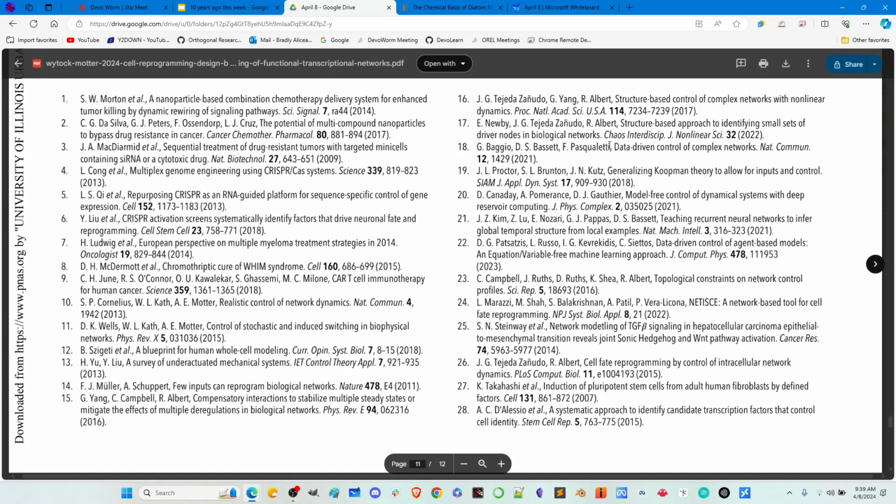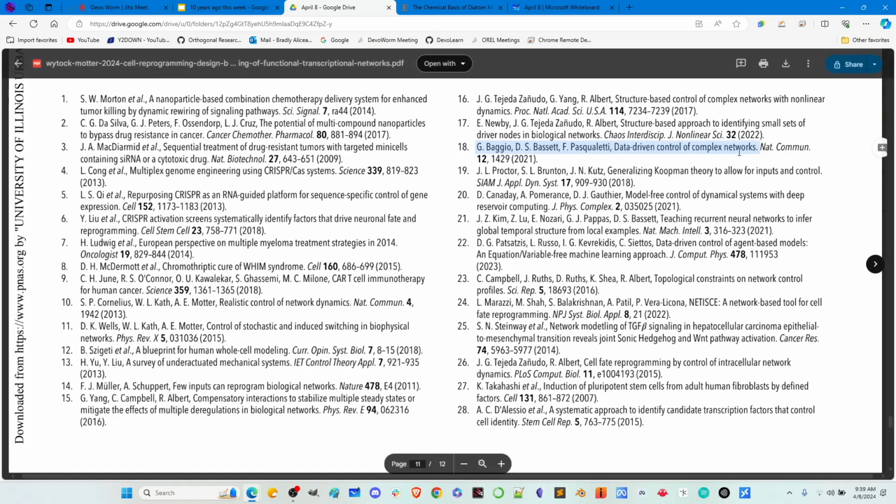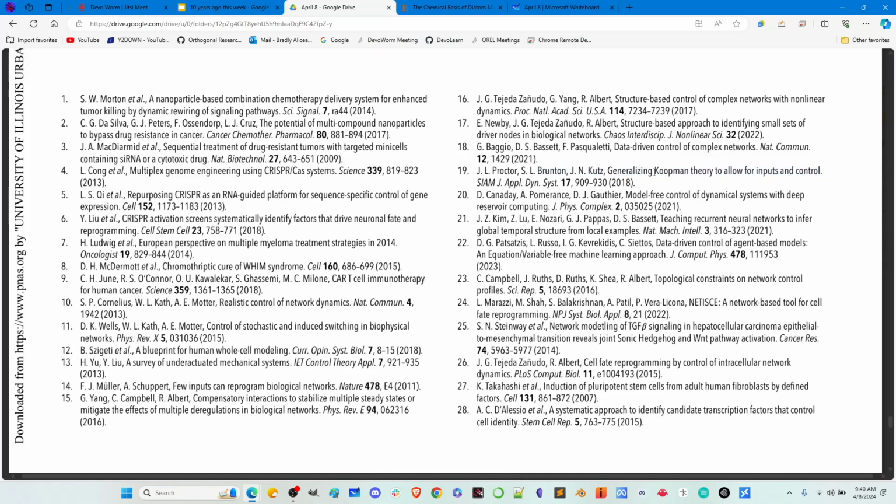So 18 is this paper, Data-driven control of complex networks; Danny Bassett is an author on it. This is this area of network control where they're looking for certain nodes that control the network. That's an interesting area of research. 19 is generalizing Koopman theory to allow for inputs and control. This is dynamical systems theory, and Steve Brunton is an author on this. So again, it's generalized control theory, but it's maybe something we can use in biology.